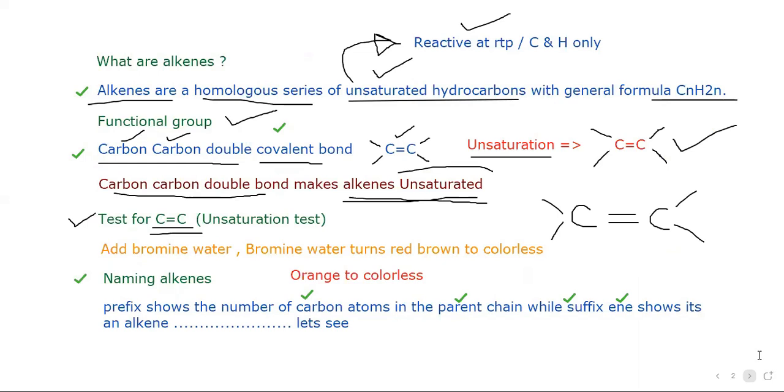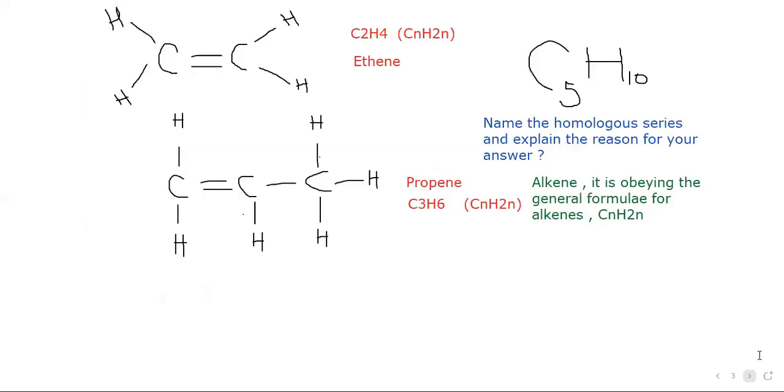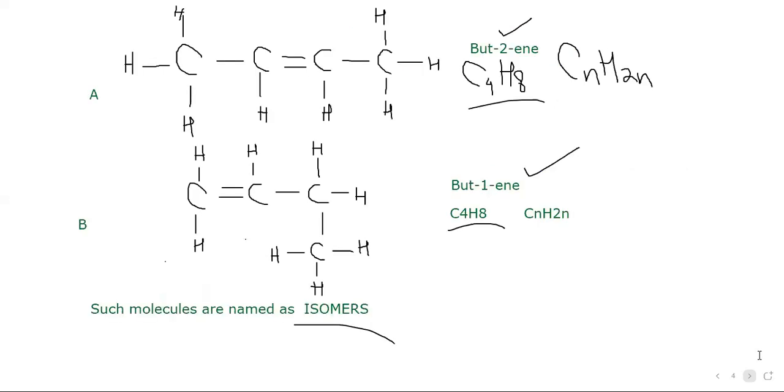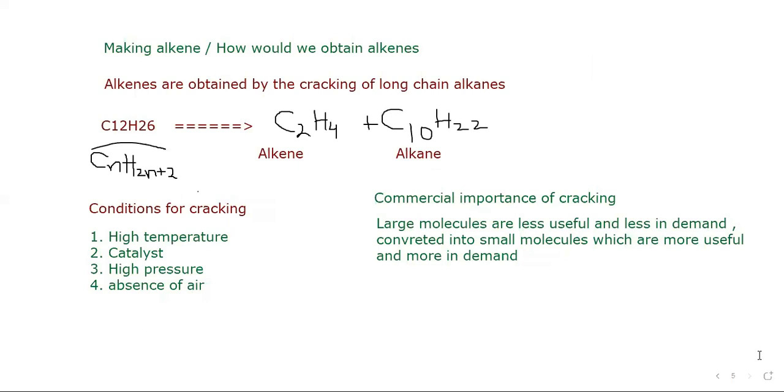We learned alkenes are a homologous series of unsaturated hydrocarbons with general formula CnH2n. Unsaturation tells us that they have one or more carbon-carbon double covalent bonds, and the carbon-carbon double bond makes alkenes unsaturated. And then we learned that the test for a carbon-carbon double covalent bond is to add bromine water, and if bromine water turns from red-brown to colorless, it tells us an alkene is present. We learned some display formulas and molecular formulas of alkenes. Then we learned that such molecules are the same but have one or more carbons different, so they're called isomers.